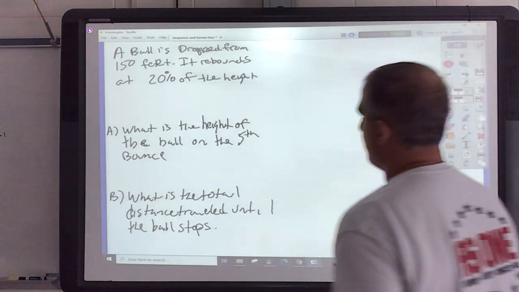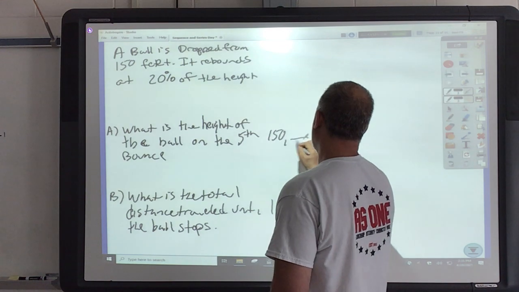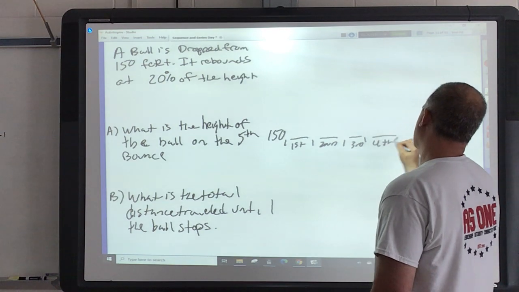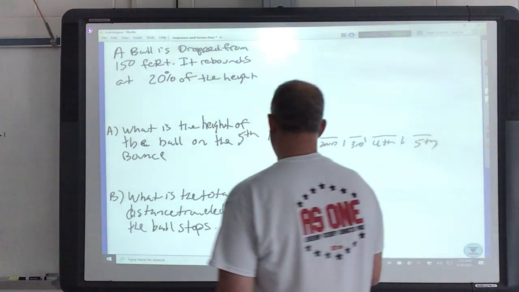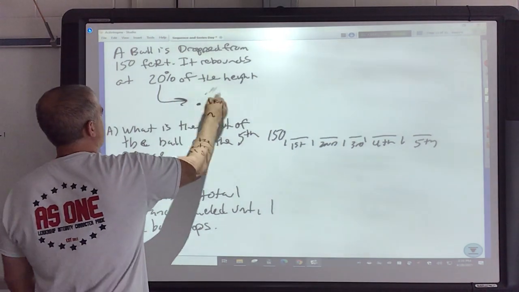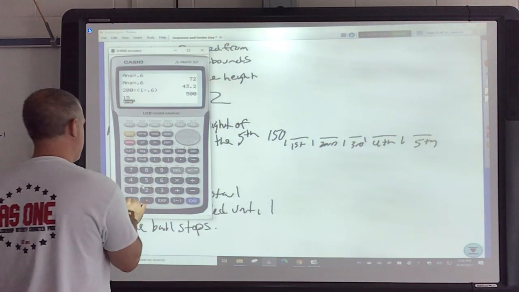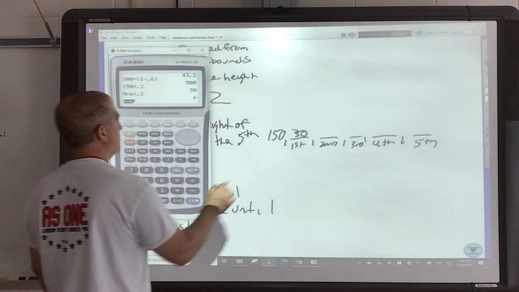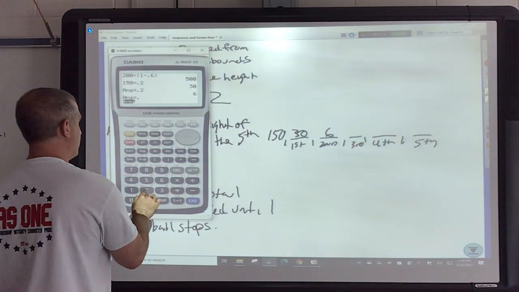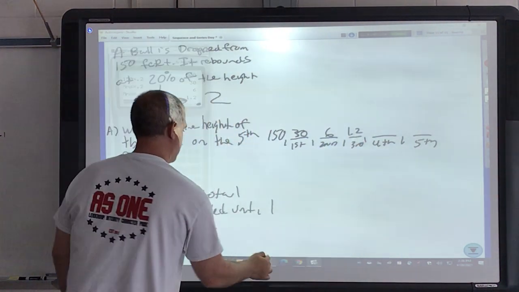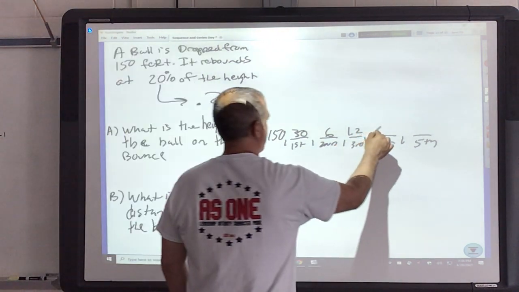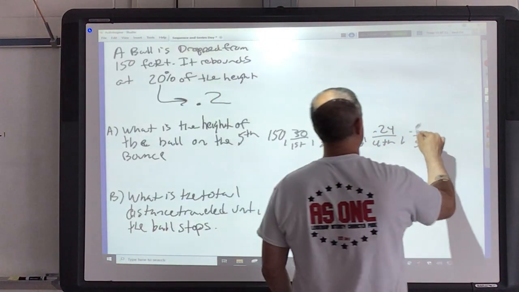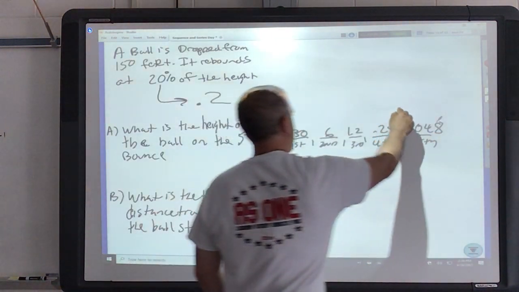All right, so this is going to be on the 5th bounce. So I got 150, first, second, third, fourth, 5th. Since it's 20%, we'll use that as 0.2. So 150 times 0.2 is 30, times 0.2 is 6, times 0.2 is 1.2, times 0.2 is 0.24, times 0.2 is 0.048, almost on the ground. So that would be what I'd have on the 5th.